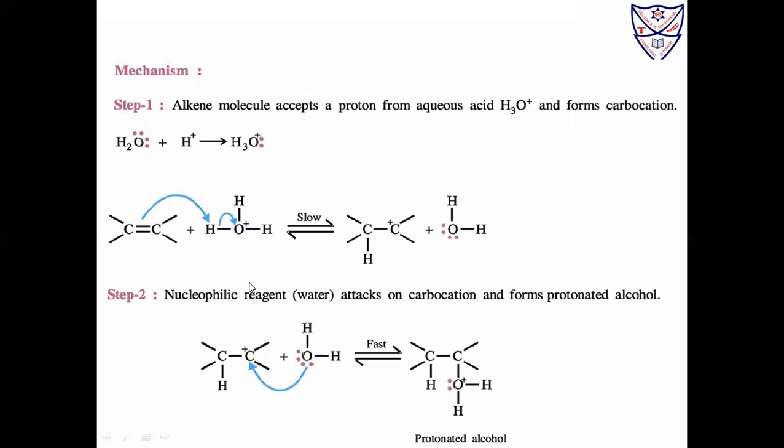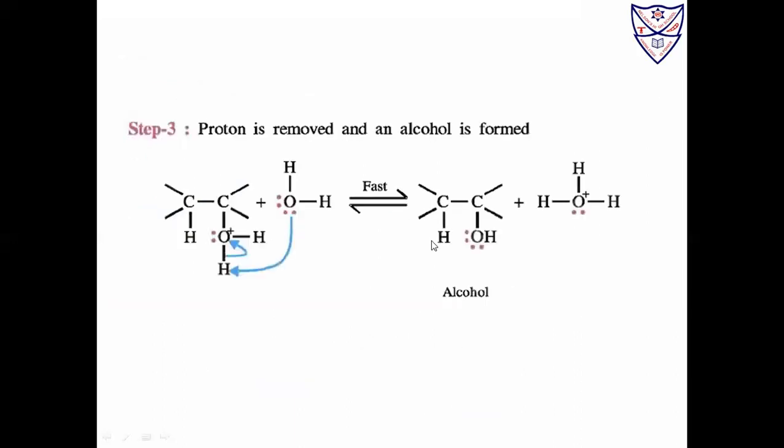So in step 2, the nucleophilic reagent, that is the water, attacks the carbocation and forms a protonated alcohol. Now the water is attacking the carbocation group. This is the carbocation group. So it forms a protonated alcohol. So the O+, it forms again O+ and then hydrogen and then OH. So it's a protonated alcohol. So finally what happened? The proton is removed and an alcohol is formed over here.